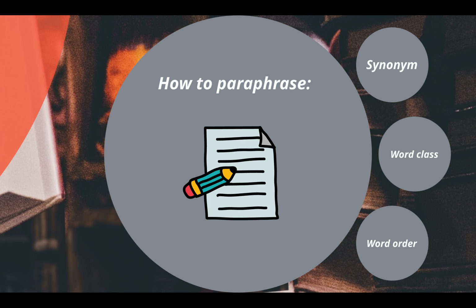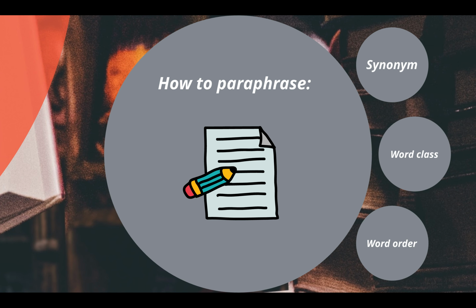We're going to look at 3 techniques on how to paraphrase, right? So the first one is by using synonyms. The second one is by changing the word class, and the third one is by changing the word order. I'll give you an example as well, a very simplistic example, so I hope you don't mind, but it makes the explanation a lot easier.